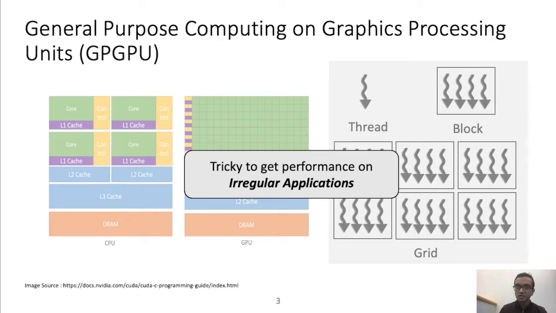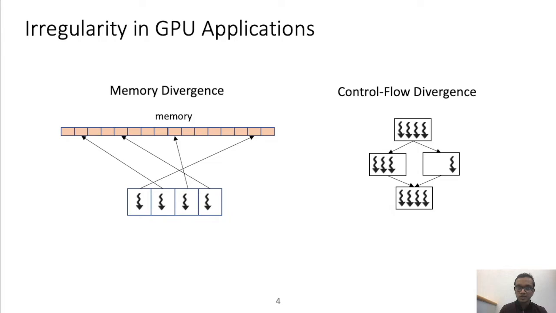However, it is tricky to get performance for irregular applications on GPUs. Irregularity mainly comes in two forms. Irregular memory access patterns can stall the progress of multiple threads. This is known as memory divergence. Also, threads can take different paths through the program when irregular control flow is present. This results in control flow divergence. In this paper, we focus on the control flow divergence problem in GPUs.